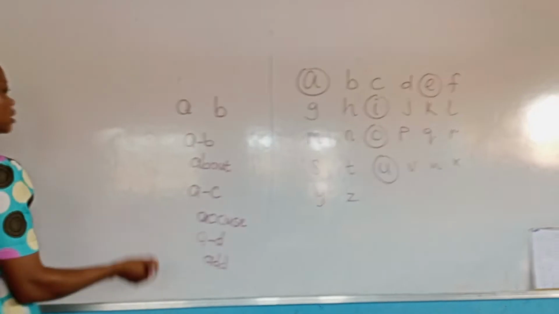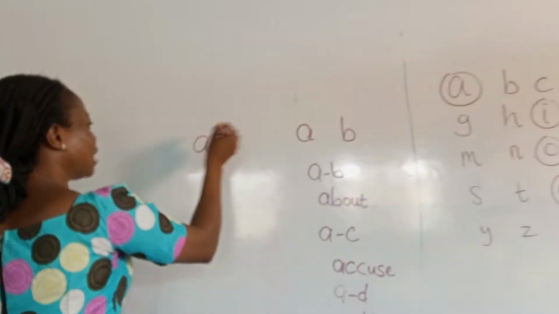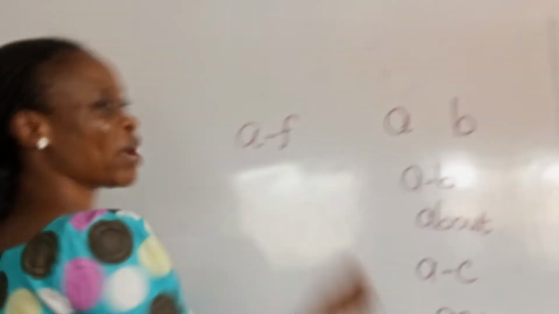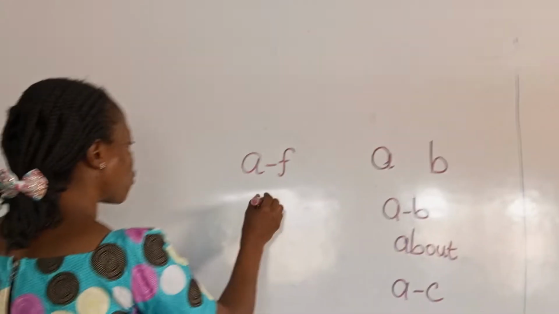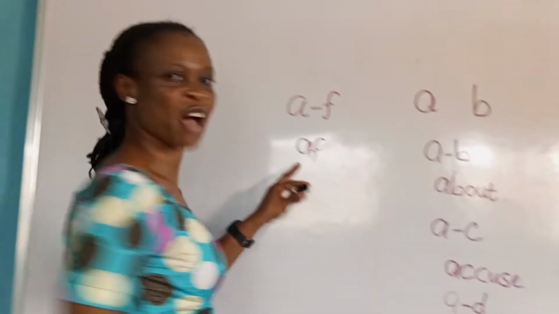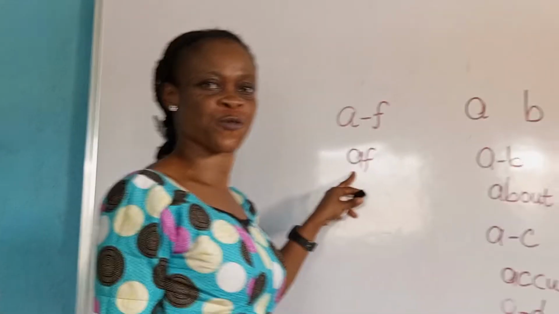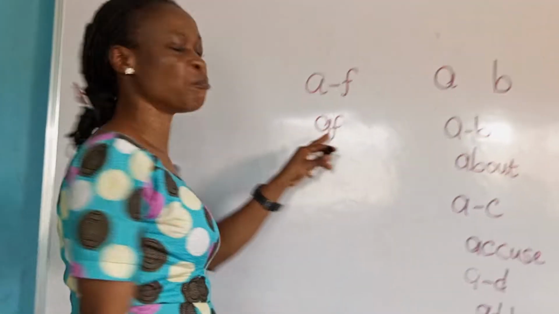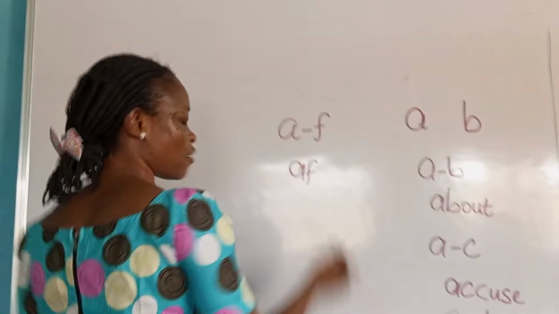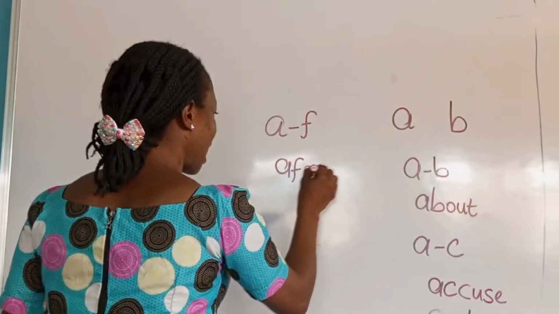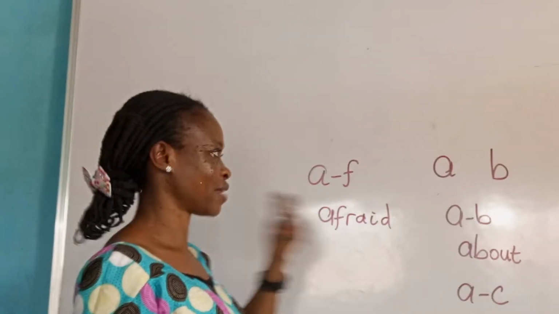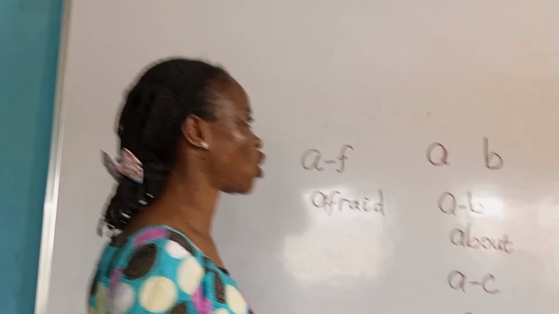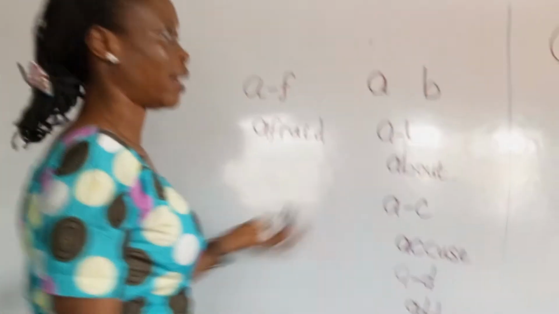Look at the next one. Letter A, sound A. Let's combine it with letter F, sound F. We're going to have what? Af. When we join more letters here, we're going to have a word like afraid. Okay, let's join another letter with another alphabet.